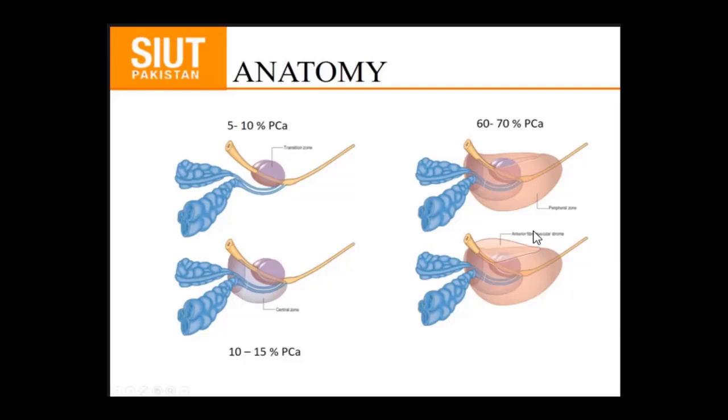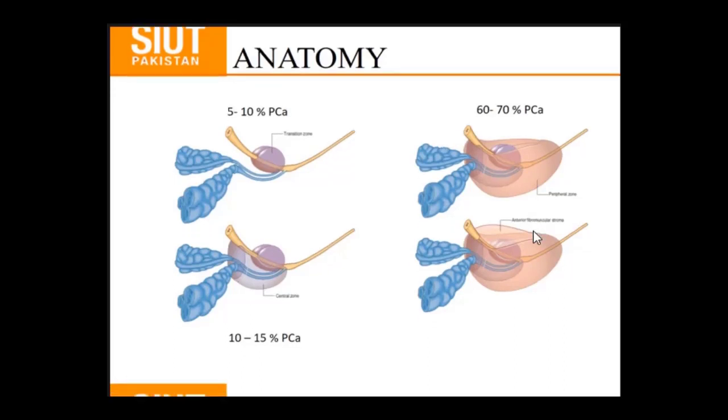The apex of the prostate gland is entirely made up of the peripheral zone. As we can see here, 5 to 10% of prostate cancers arise from the transitional zone, 10 to 15% arise from the central zone, and 60 to 70% arise from the peripheral zone.